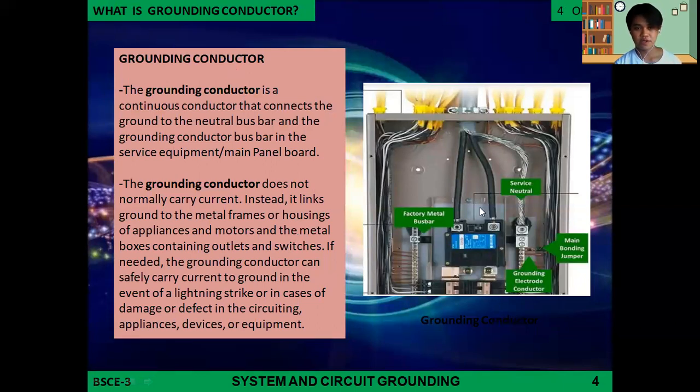So what is a grounding conductor? Grounding conductor is a continuous conductor that connects the ground to the neutral bus bar and the grounding conductor bus bar in the service equipment or the main panel. Ito na yung sinasabi ko kanina, na kailangan natin maglagay ng grounding conductor para maiwasan natin yung mga short circuits. Grounding conductor does not normally carry current. Instead, it links ground to the metal frames or housings of appliances and motors, and the metal boxes containing outlets and switches.